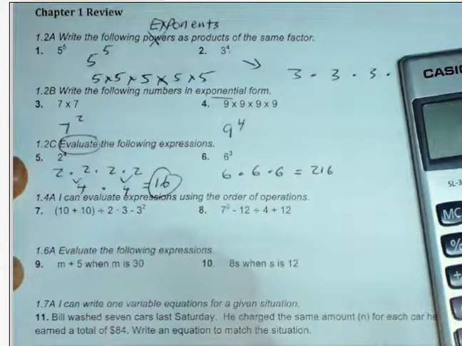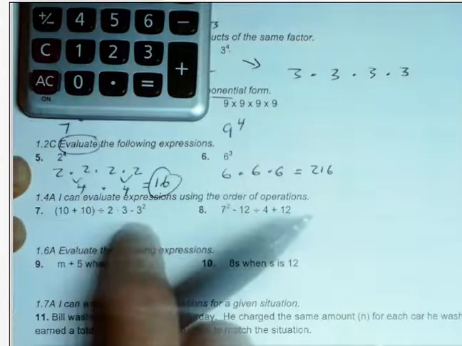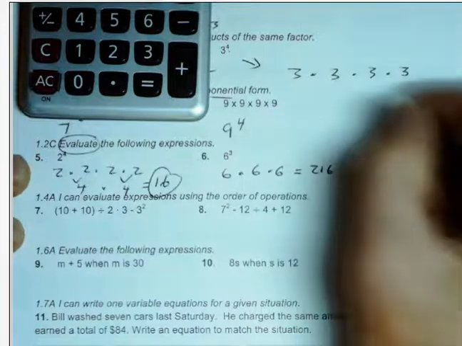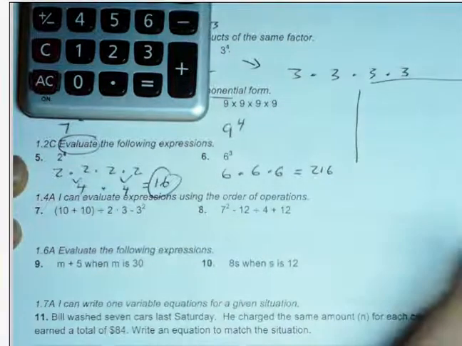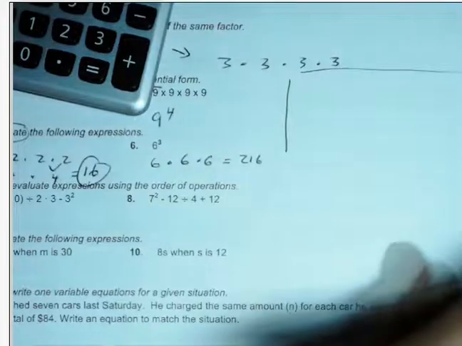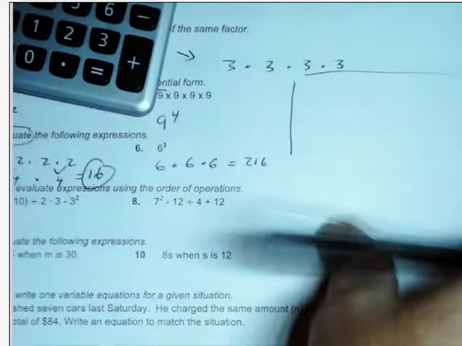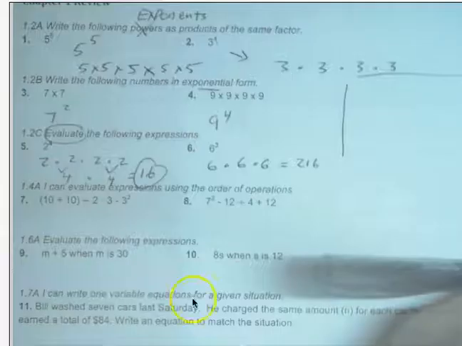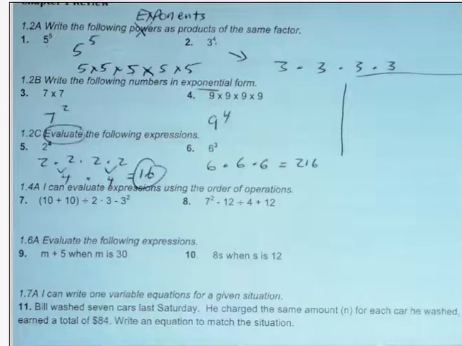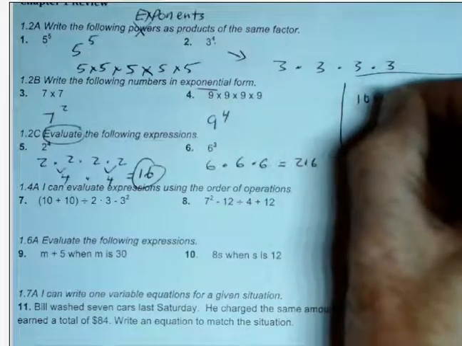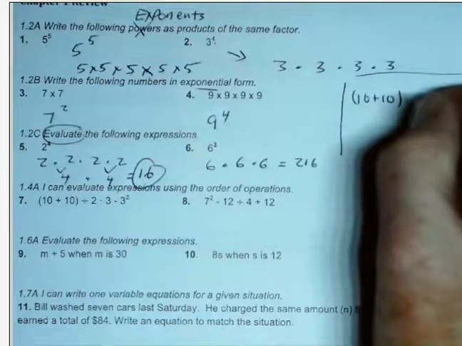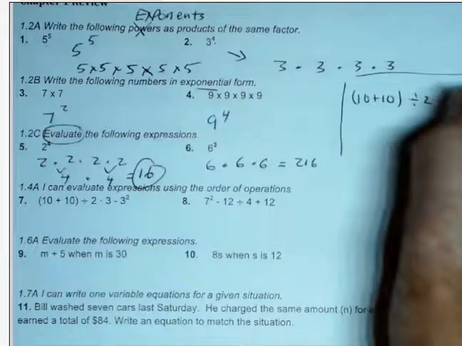All right, this next one here, I'm going to move this over. This is a big order of operations problem, and we're going to need some space. So I'm just going to carve out a little space over here. I'll slide my paper too. I need to redo this and make it a little larger for you. I can't drag it out, so we're going to have to work there. We have 10 plus 10 in parentheses, divided by 2, times 3 minus 3 squared.